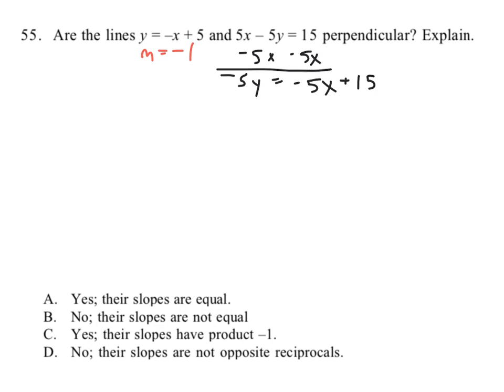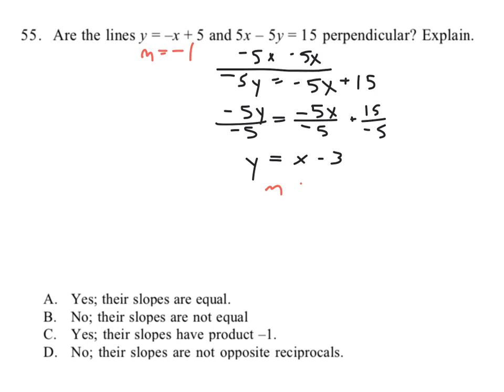And of course now, to get it down to y equals, I need to divide both sides by -5. So I say negative 5y divided by -5 equals, each term needs to be divided by -5. So negative 5x divided by -5, and then plus 15 divided by -5. And we get now as an equation in slope-intercept form, y equals 1x, or just x, minus 3. Okay? And then what do we know? We know that that one has a slope of 1.